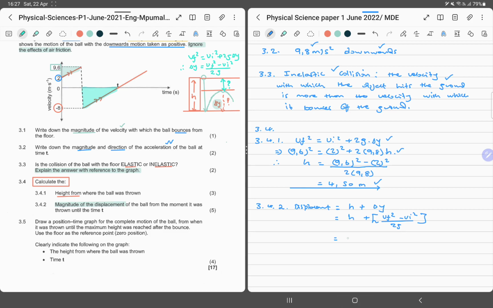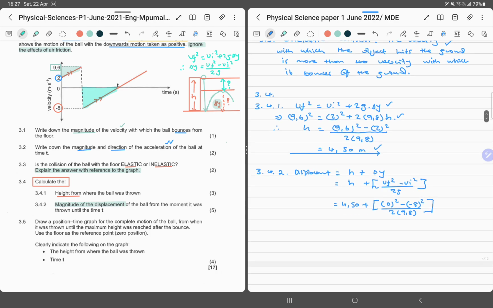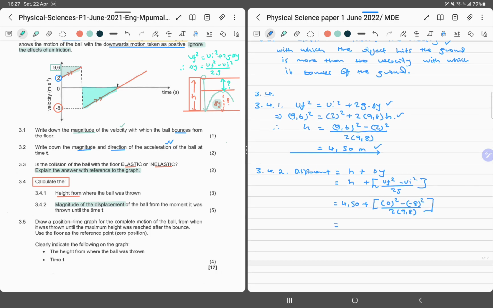Right, so then we substitute h, and we get 4,50 plus... the final velocity is 0, right? Because at the maximum height it's going to be 0 minus the initial velocity, which was minus 8, squared, all of that divided by 2 into 9,8. So be cognizant of those directions, right? I'm just doing a quick calculation here. You can split it into steps, but I'm just trying to show you some fine or cool ways of answering.